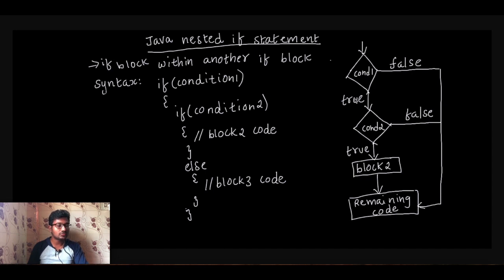Condition 1 is true means condition 2 would be checked. If condition 2 is also true, then the block 2 code would be executed. If condition 1 is false, then it would skip the entire process and try to execute the remaining code. If condition 1 is true but condition 2 is false, it will try to execute the... sorry, I think I missed something. No, if condition 2 is false, it will try to execute the remaining code.